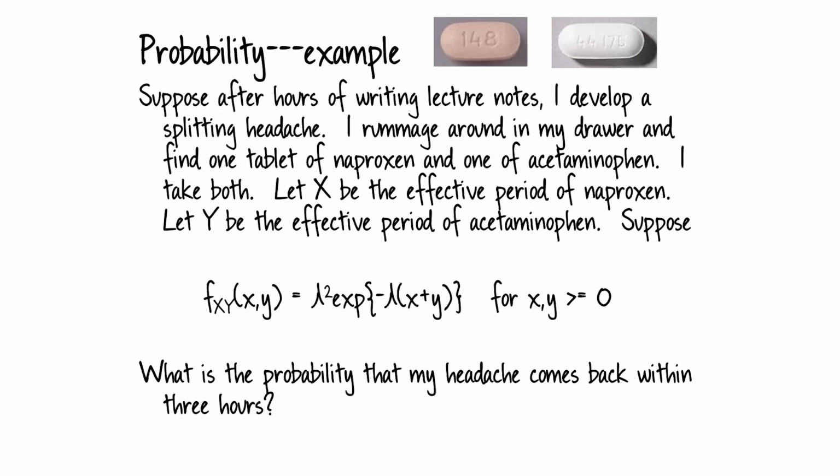So, I take both the naproxen and the acetaminophen. Now let random variable x be the effective period of the naproxen. So I've got this headache, and I take the naproxen, and the length of time that it makes the headache go away is x. And let y be the effective period of the acetaminophen. And suppose that this is the joint distribution for x and y. So I want to ask the following question: what's the probability that my headache comes back within 3 hours?